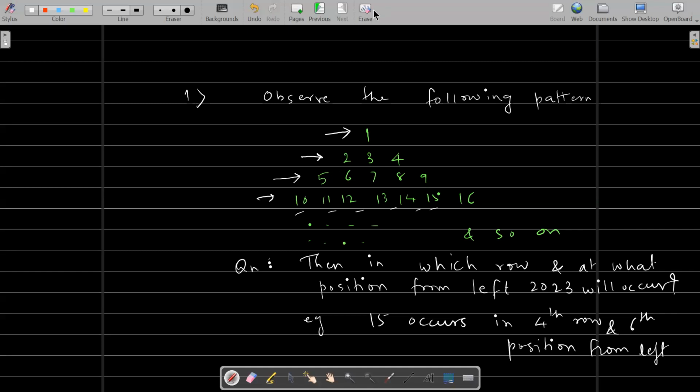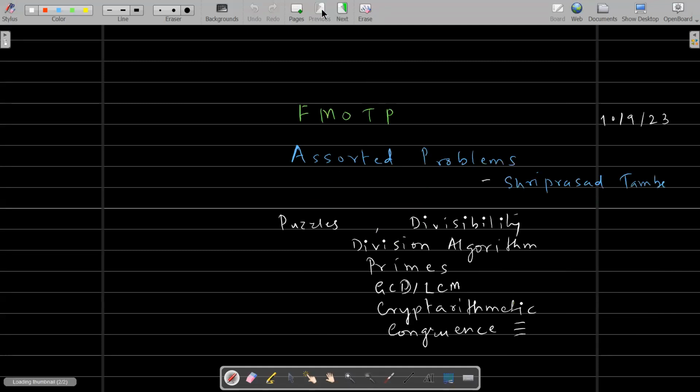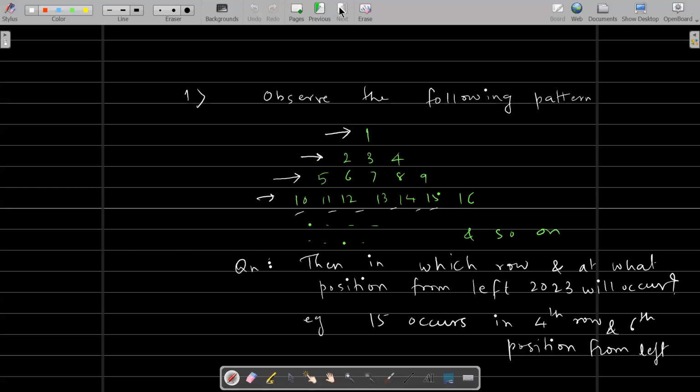So today we'll be doing mixed problems. This is the first page. Based on what we have learned in this module, I'll be giving mixed problems. So this is the first problem.